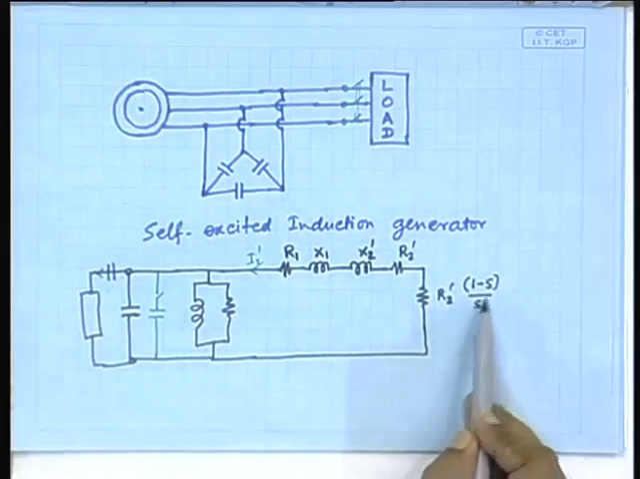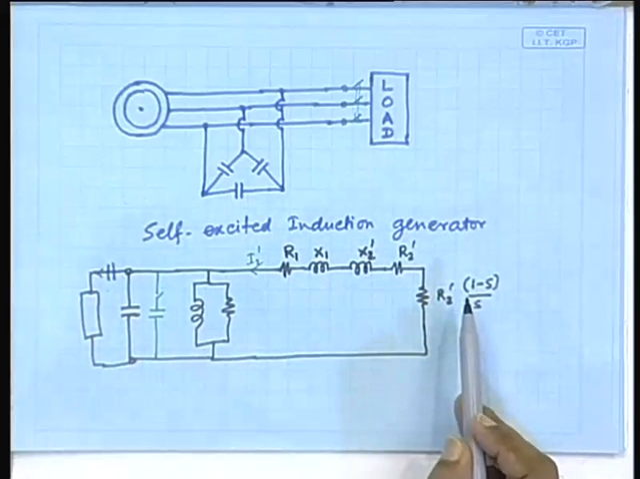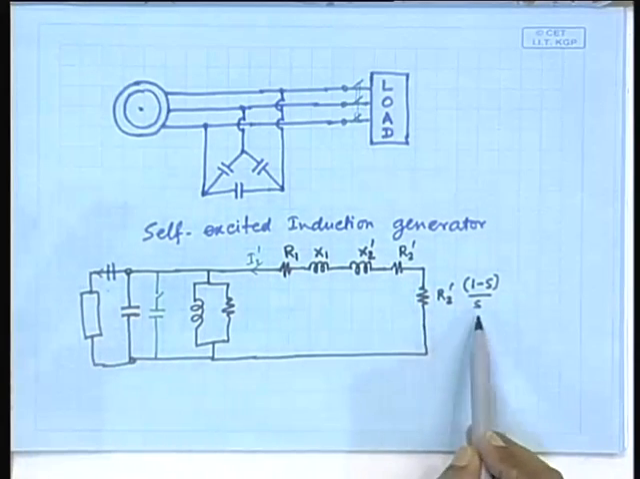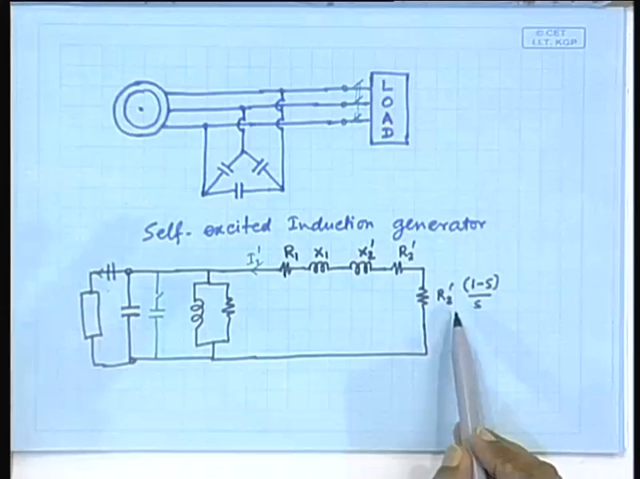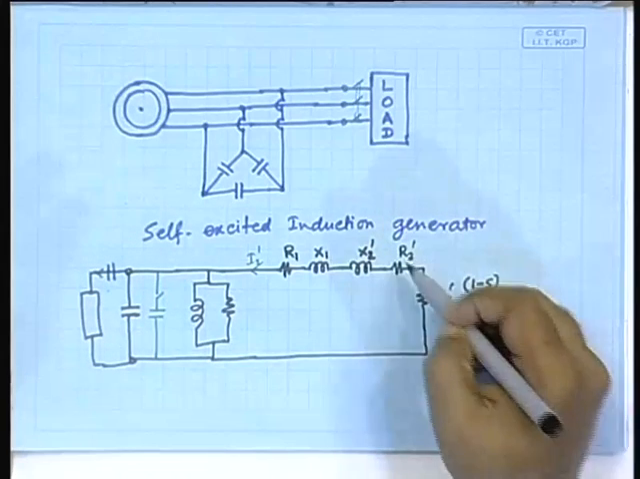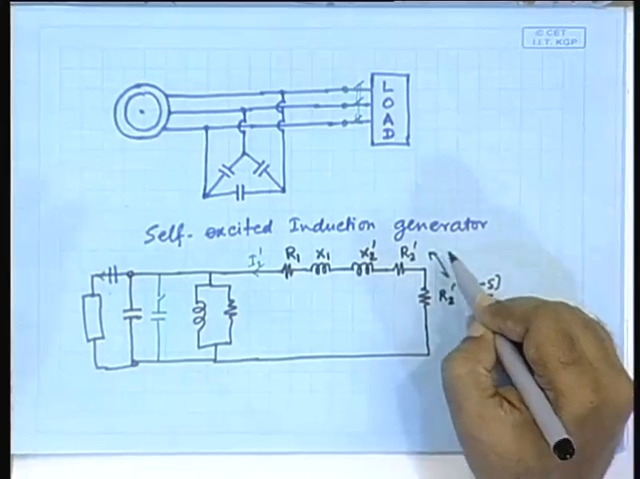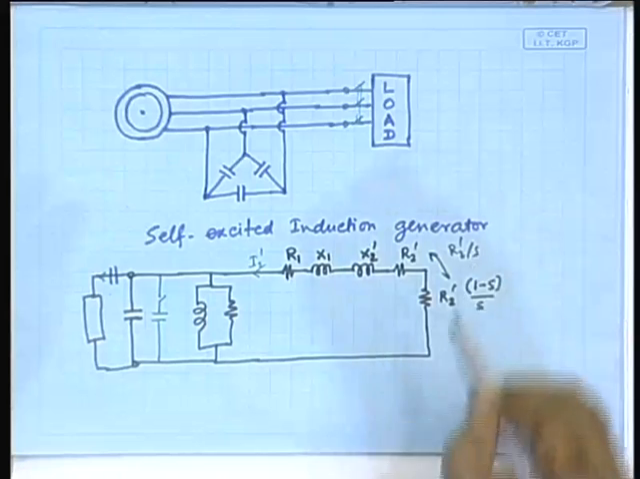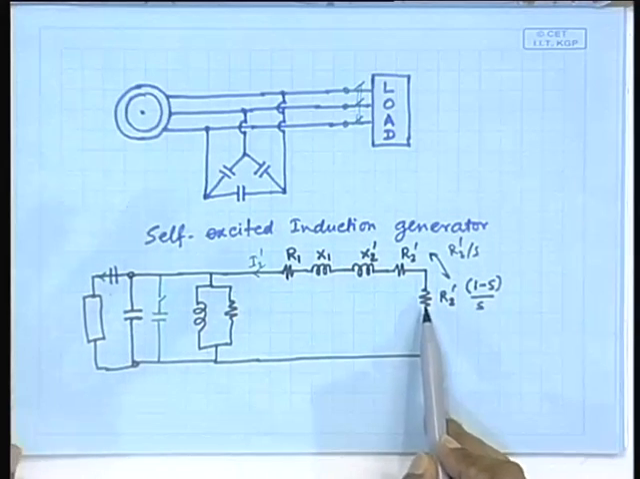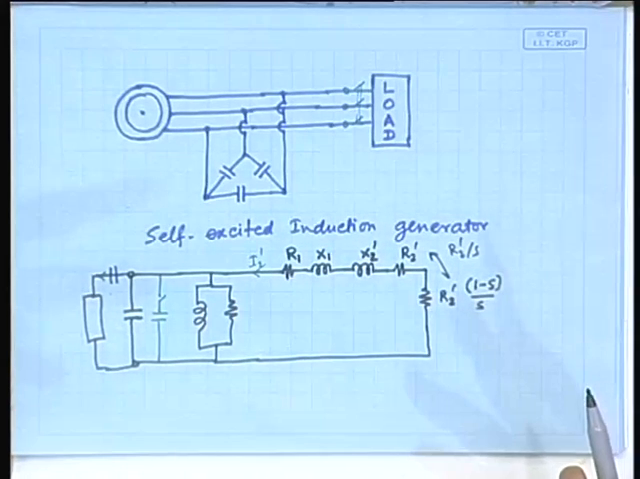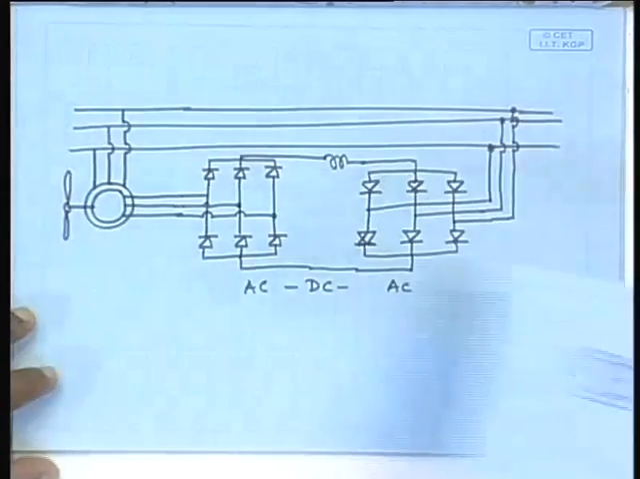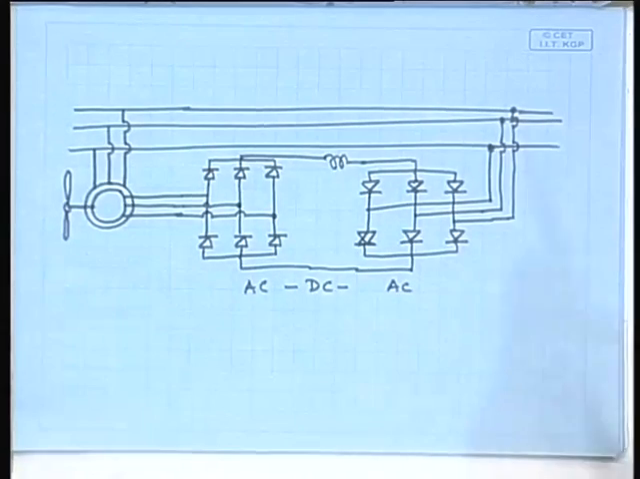What if we keep this resistance constant, this whole resistance that is seen by this side? What is the whole resistance seen by this side? R2 prime by S. These two put together is R2 prime by S. If we keep this resistance the same, the current will not go up. How can we do that? Notice the basic idea.